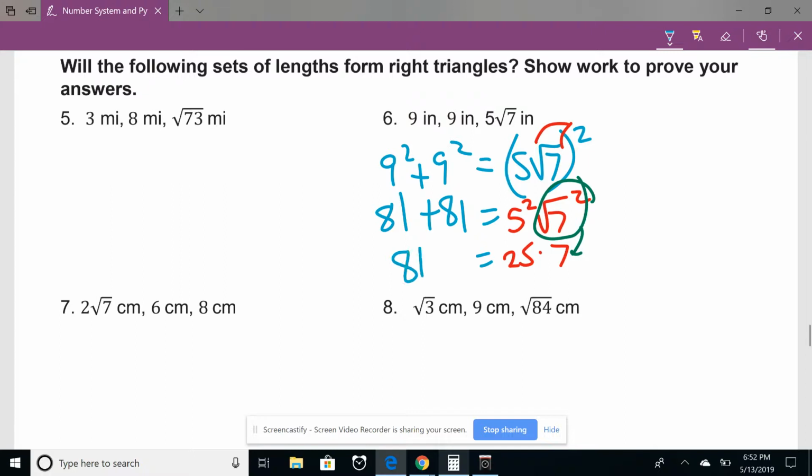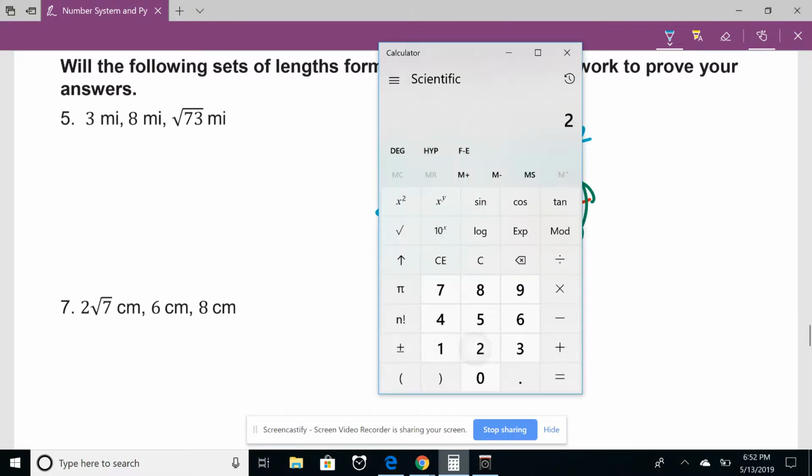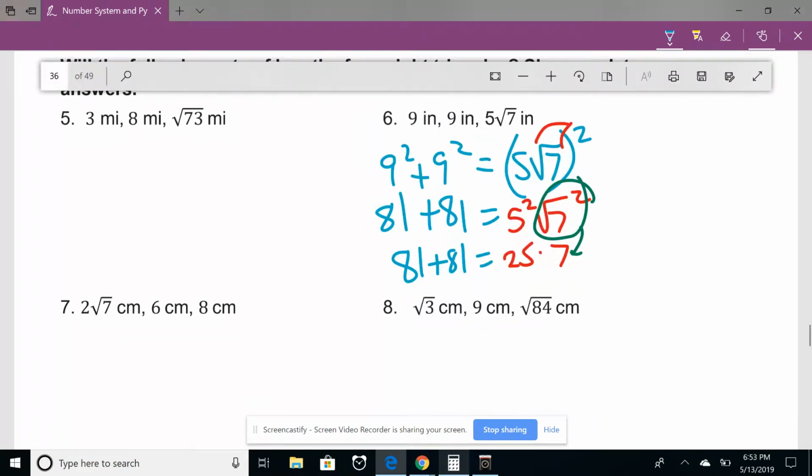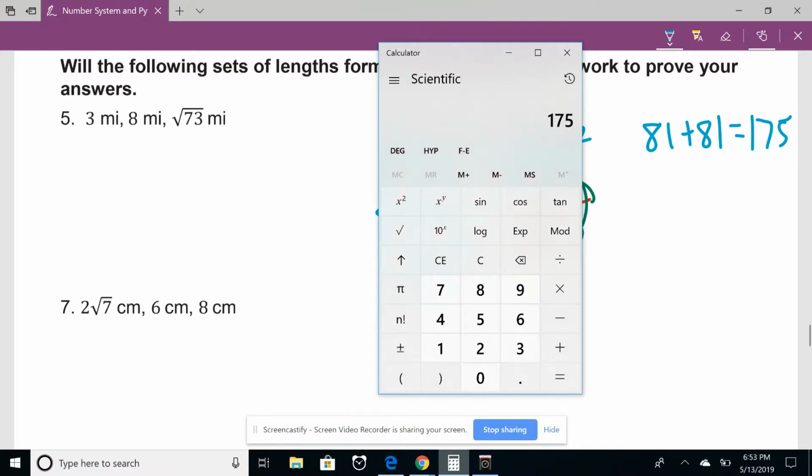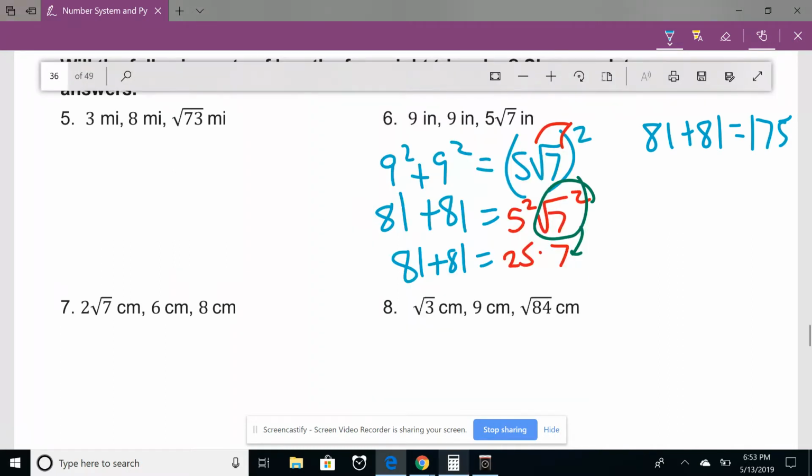So we want to see if 81 plus 81 equals 25 times 7. What's 25 times 7? 175. So we want to see if 81 plus 81 equals 175. I don't think it does. 81 plus 81 is 162. So in this case, this is not a right triangle.